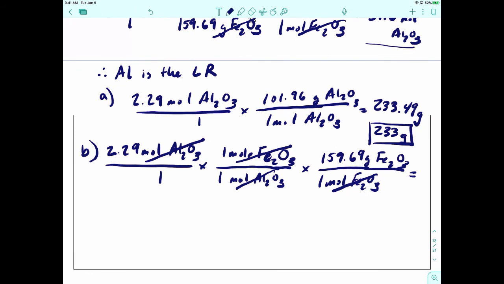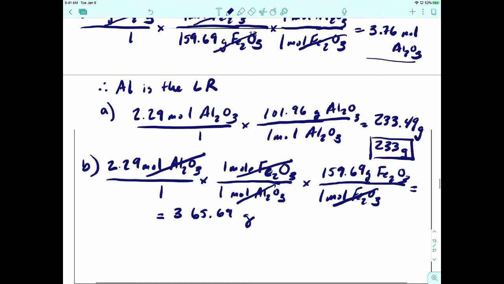So if we take 2.29 times 159.69, the number I get for the answer should be 365.69 grams. Now, we're not done yet. This 365 grams is the amount of iron 3 oxide that we need to add in order to have both reactants run out at the same time, so there's nothing left over. What the question's asking, though, is how much in excess do we actually have? How much did we waste in this chemical equation?